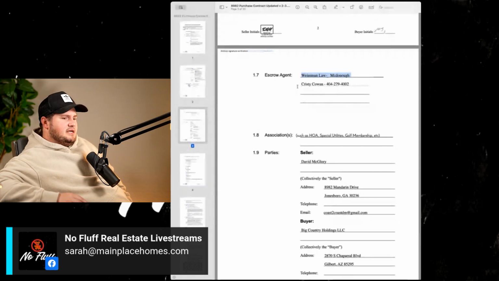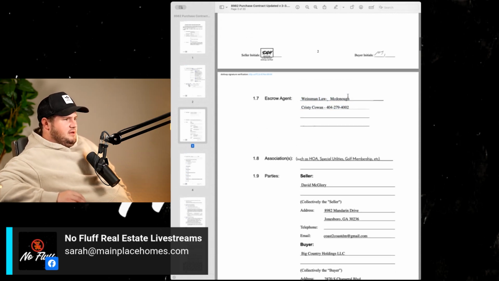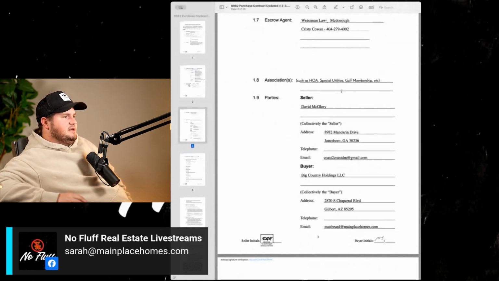But basically, this section is where you put the escrow agent or the title company or your closing attorney, whoever, and their contact information. Okay, so that's where that is. Done. Easy peasy. If there's an HOA, I'd put the name of the HOA and the amount here, anything that I need to know in regards to the HOA.